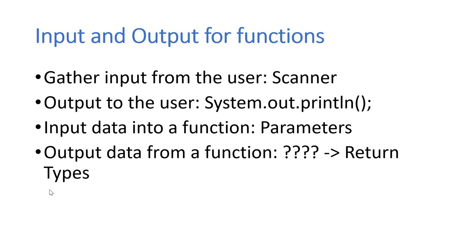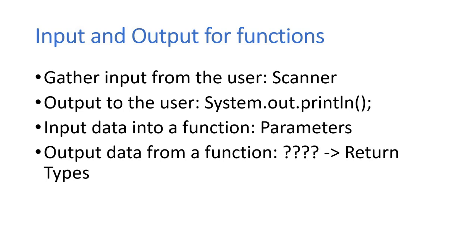So far, the only way we have outputted data is System.out.println, and this really outputs data to the user. We have gathered input from the user in the past with the Scanner, and in the last lesson we learned how to input data into functions using parameters. Now we are going to learn how to output data from a function using return types.